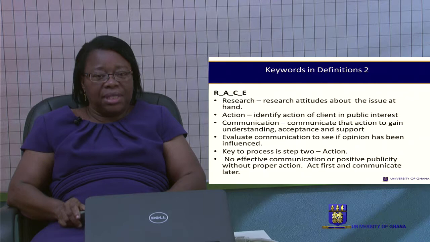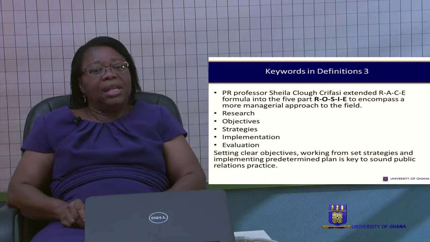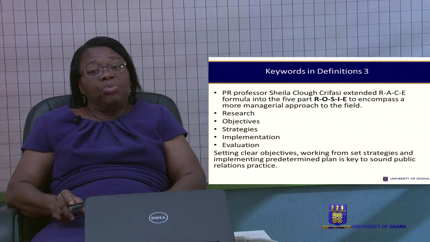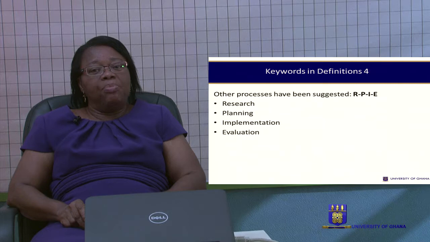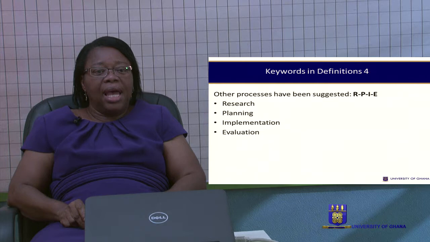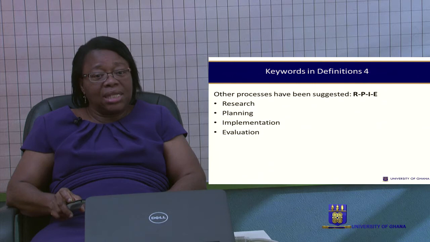There is another professor called Sheila Crifasi, who extended this RACE formula into the five-part ROSIE. And what does ROSIE stand for? Research. Again, research into the activity you're doing, set your objectives, give us the strategies that you're going to use, implement them, and then evaluate. There are other contributors to this PR campaign process. Look at this one. There is what we call RPIE. Again, research, planning, implementation, and evaluation. So in considering PR, there are a number of steps to take. Definitely, the research aspect is there, the planning, the communication, and implementation or actions, and then evaluation.